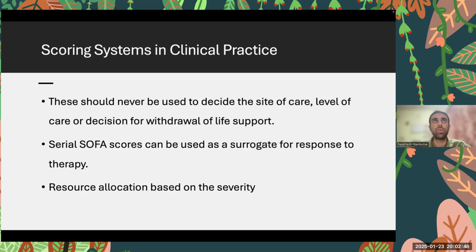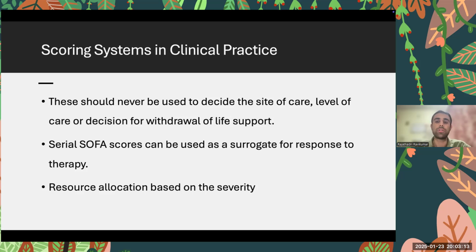So what do the scoring systems mean in clinical practice to us? Never use them to decide the site of care, level of care, or decision for withdrawal of life support. Never use them. Serial SOFA scores can be used as a surrogate for response to therapy. This is very, very important. This is the only thing which we can use clinically to show that the patient is getting better. If the SOFA score is reducing, that means the patient is getting better.